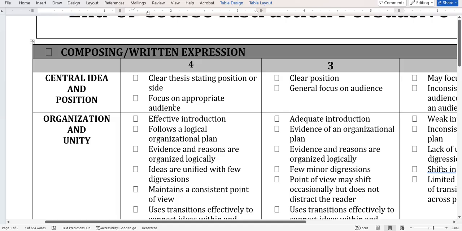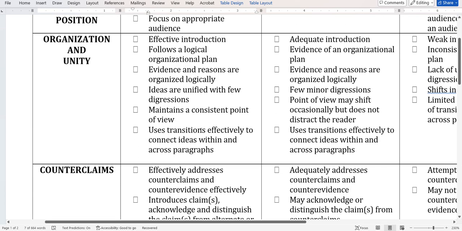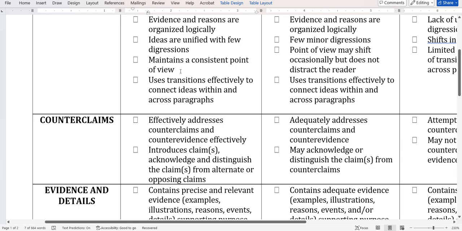I say students instead of kids. I used as many big words as I could. I have an effective introduction, got that hook in there. I have a logical organizational plan, and my evidence and reasons are organized logically. My ideas are unified, meaning I don't ever go off topic. I have a consistent point of view.